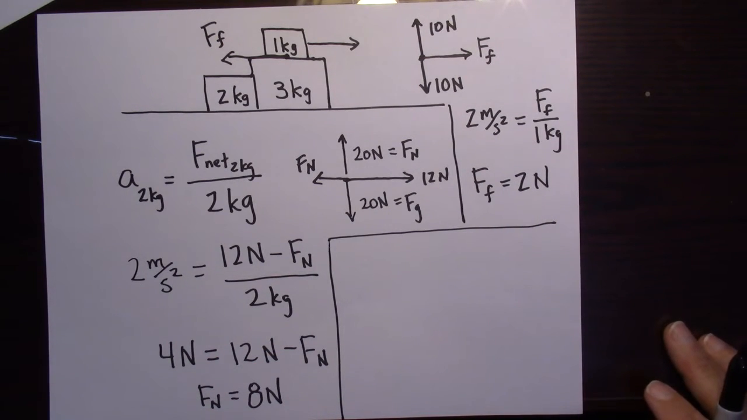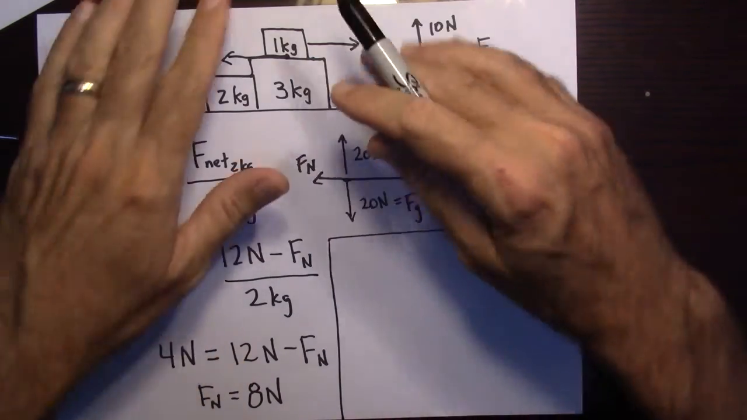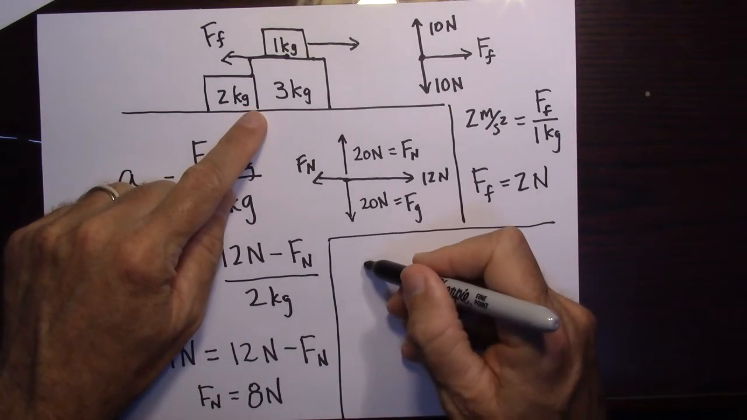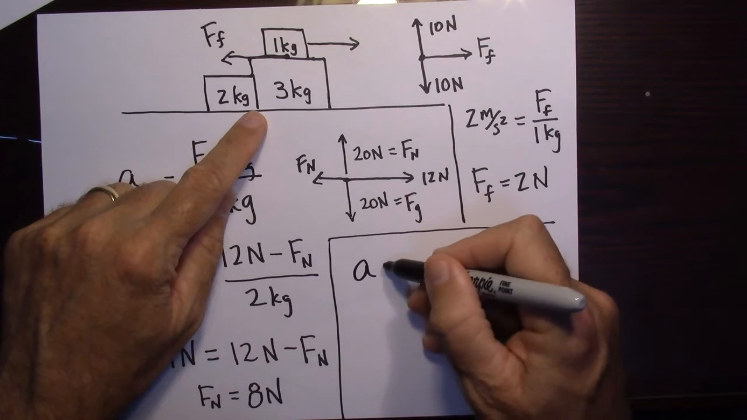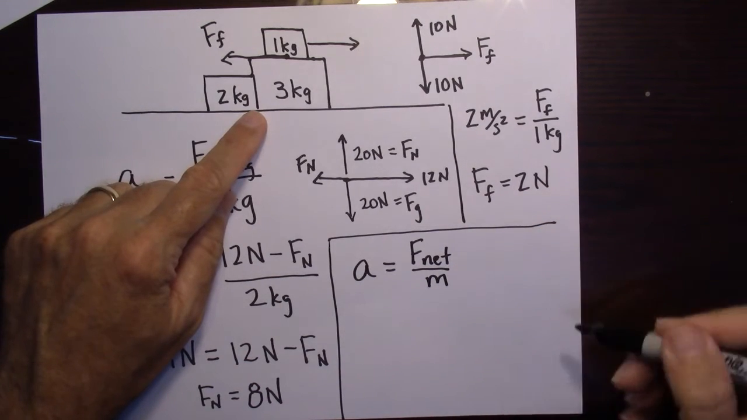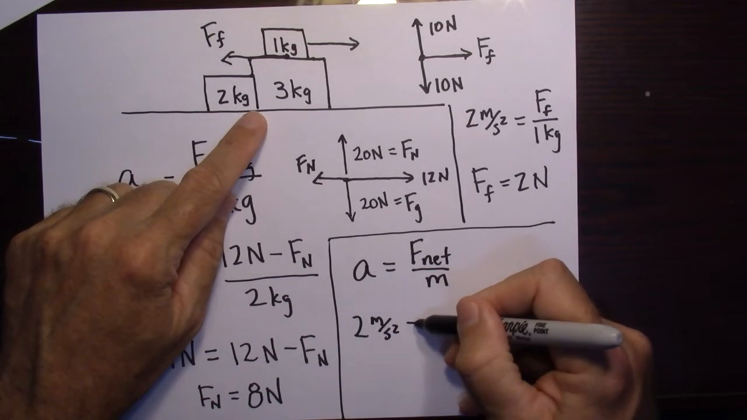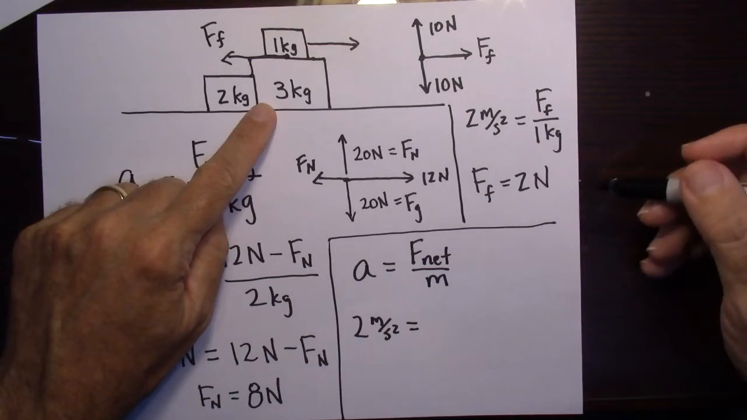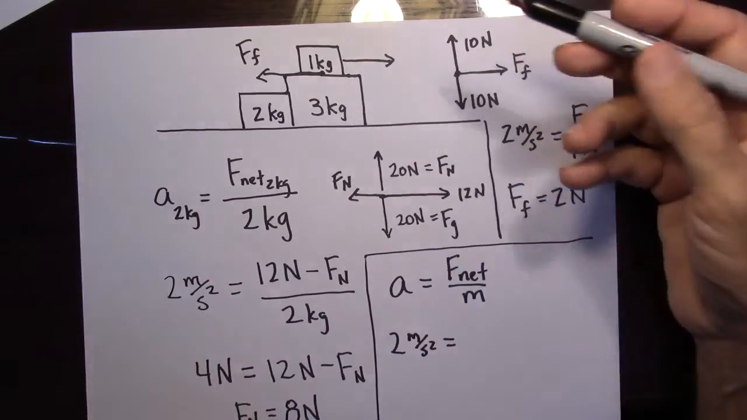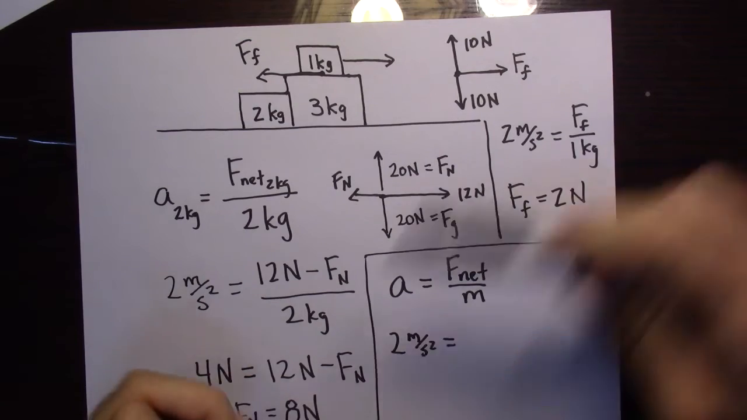All right, but let me just show you that if we looked at the 3 kilogram system, just honed in on the 3, and don't worry about anything else, then watch how this works. A is equal to the net force over the mass. And so I'm going to say the acceleration, 2 meters per second squared, is equal to the net force. Now the net force on the 3, let's put the free body diagram of the 3 here. There's a lot going on with the 3. Let me draw it right on the diagram. There's a lot of forces on this 3. Let's see, what are they?